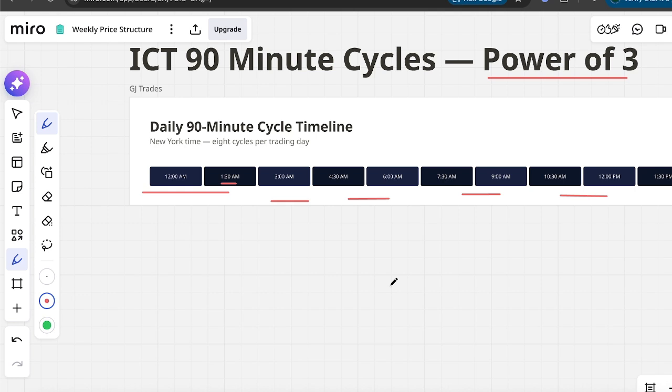8 years of trading, this framework is still one of the cleanest ways I know to read the market.